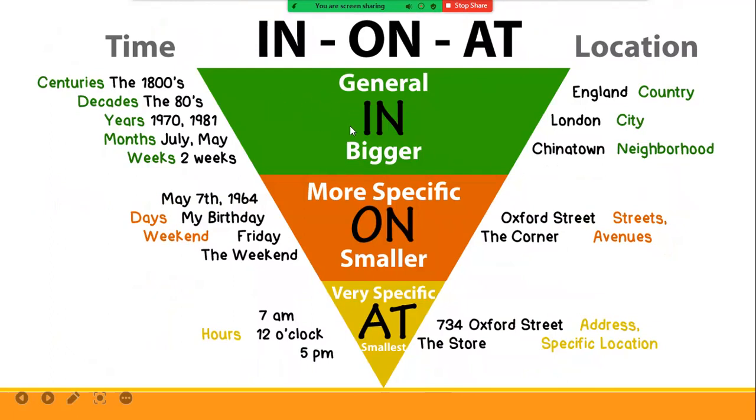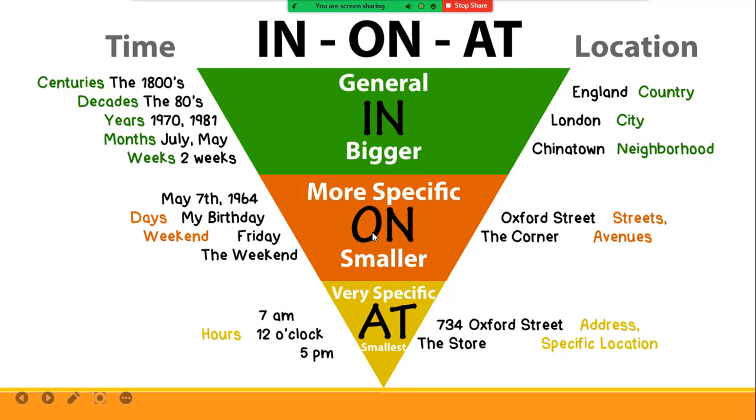So when do you use in? First of all, in general, in is used for something general, something bigger. On is for something more specific, something smaller. And at is for something very specific, the smallest. Let's see what happens with time. When do you use in? You use it when you talk about centuries, decades, years, months, and weeks.